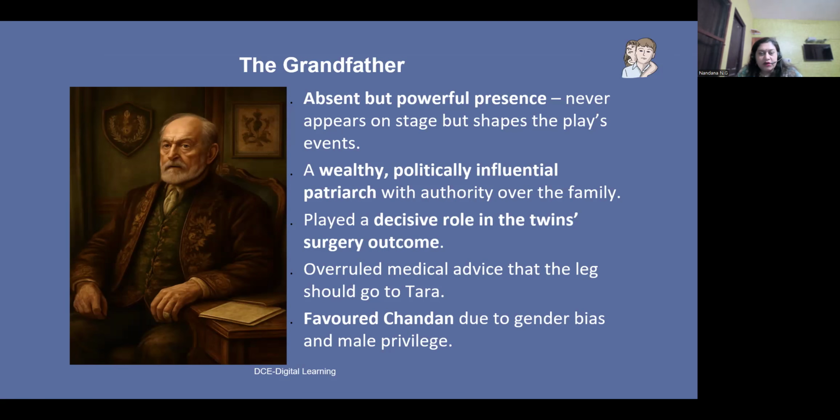He is Bharti's father, a wealthy, politically influential patriarch with authority over the family. He played a decisive role in the twins' surgery outcome. He overruled medical advice that the leg should go to Tara. He favored Chandan due to gender bias and male privilege.